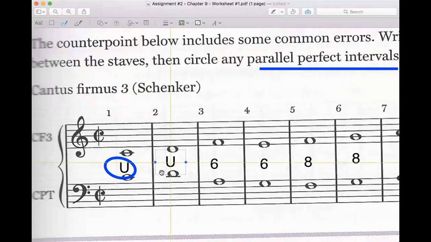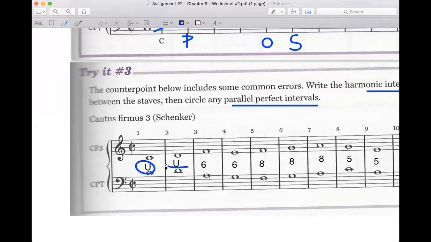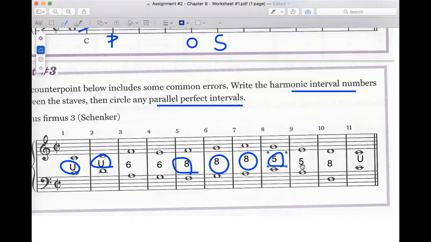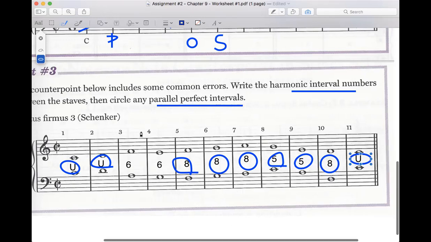One, oops, back up a little bit here. 2, 3, 4, 5, 6. Uh-oh, this looks like a problem. 7, 8, and 9. Wait, wow, this is mostly perfect. These are mostly perfect consonances here. This is a problem. 9 out of 11. It's just not typical. You want to avoid problems by mainly using imperfect consonances.